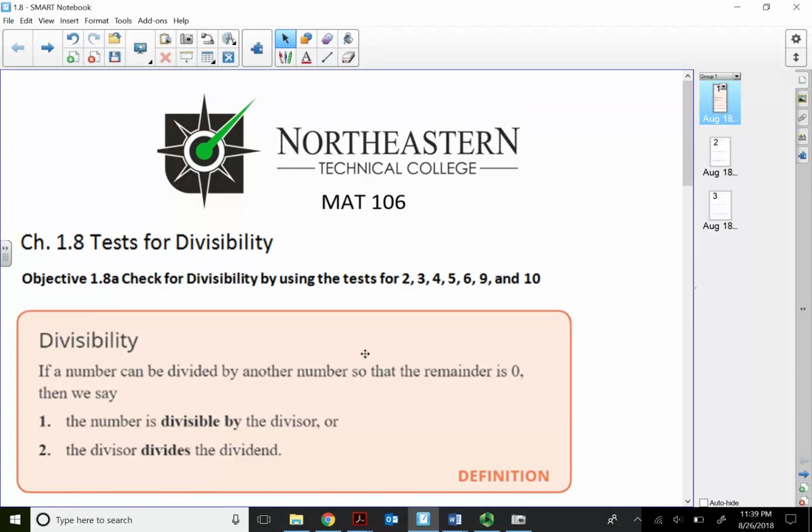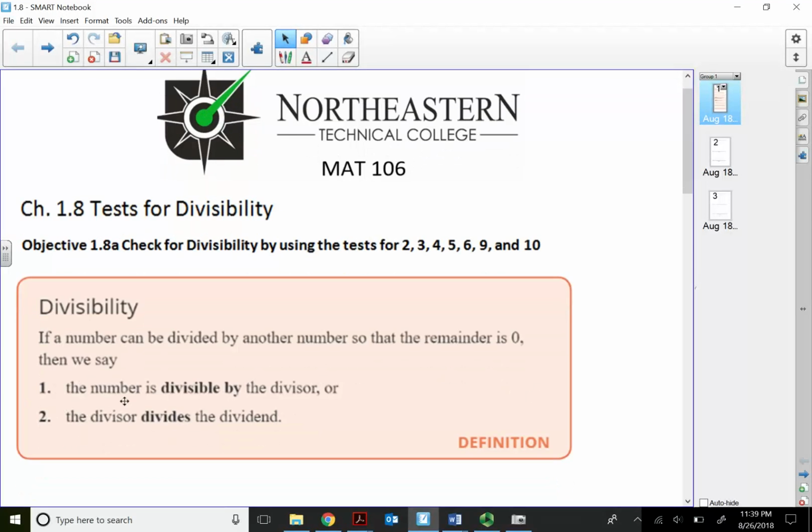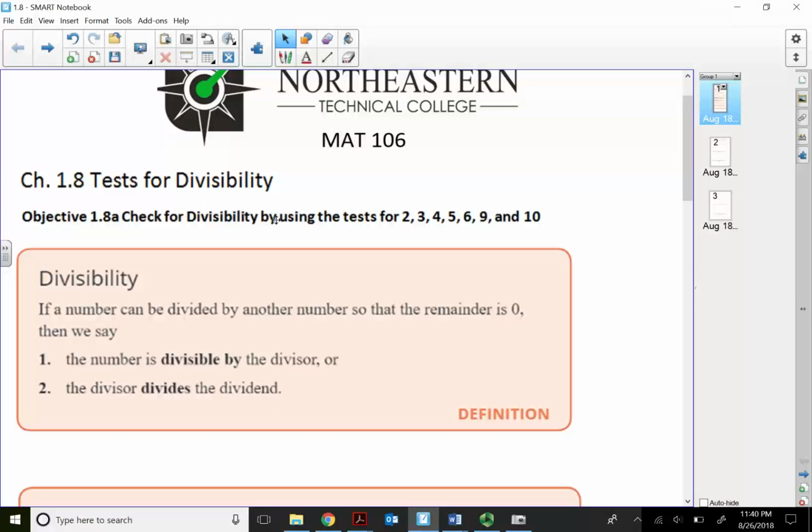So, the idea of divisibility is talking about if a number can be divided by another number so that the remainder is zero, then we say the number is divisible by the divisor, or the divisor divides the dividend evenly. So basically, we want to learn the divisibility by 2, 3, 4, 5, 6, 9, and 10.